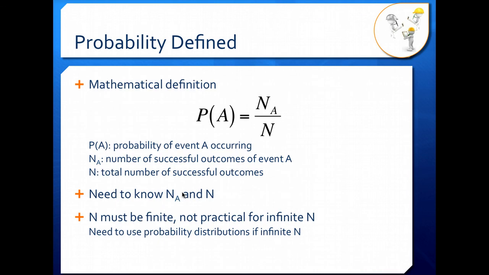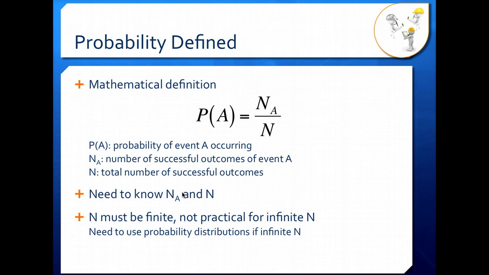Mathematically, the probability of some event A happening is n sub A, the number of successful outcomes of event A, which means A actually happens in your trial, divided by n, which is the total number of outcomes. So that's all the things that could happen. To calculate your probability, you need to know n sub A and n. Keep in mind this is a finite n, so n is countable, whether it's 50 or 1,000 or 10,000.